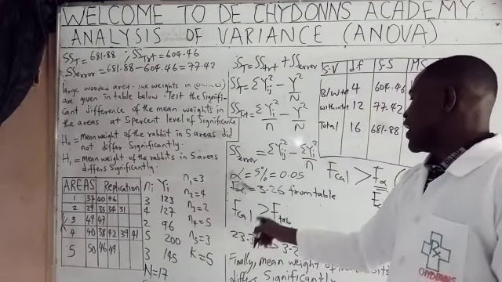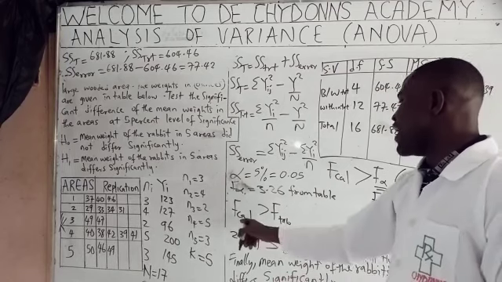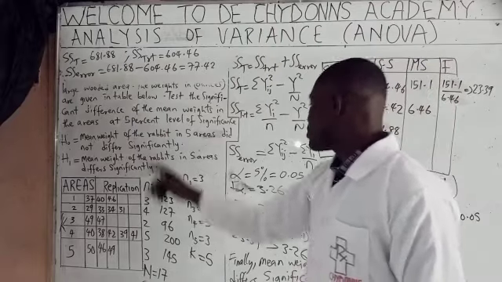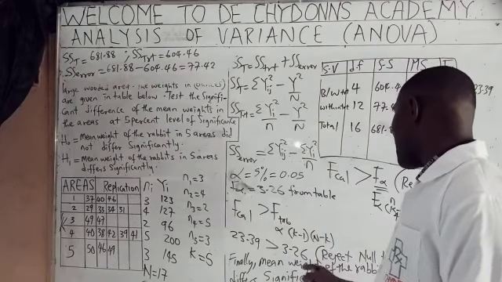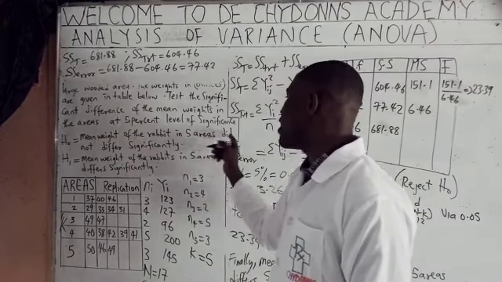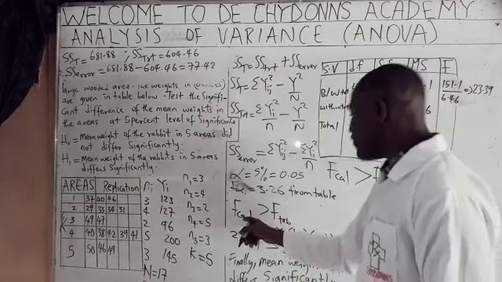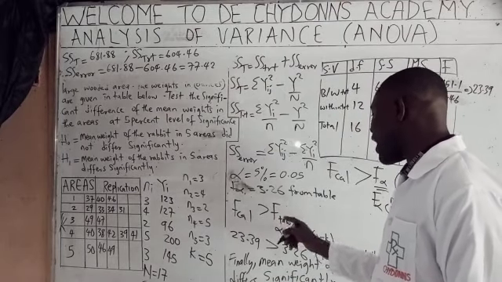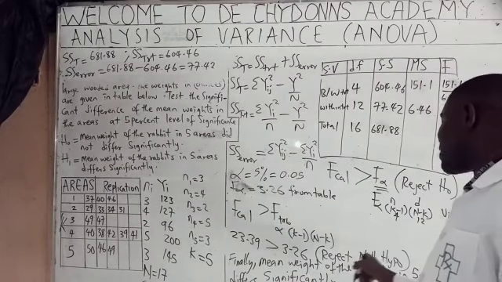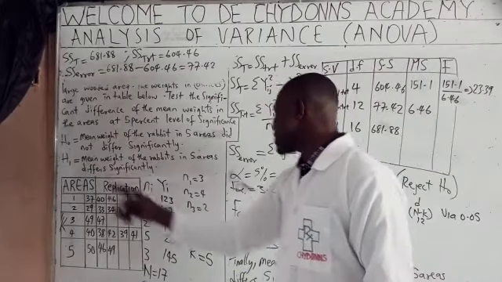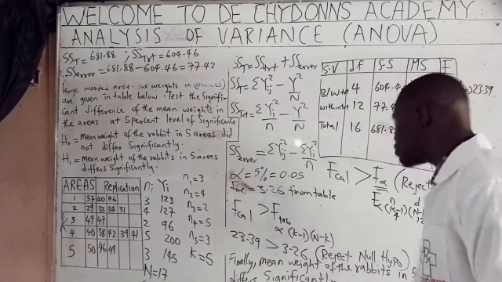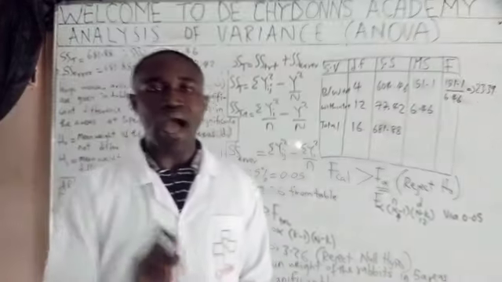But if F calculated is not greater than F table, I will accept the null hypothesis. That is saying that mean weight in 5 areas did not differ significantly. But because F calculated is greater than F table, we take the alternative hypothesis and reject the null hypothesis. Then taking the alternative hypothesis means we say mean weight of the rabbit in 5 areas differs significantly. Full stop. That is how to solve one-way ANOVA.